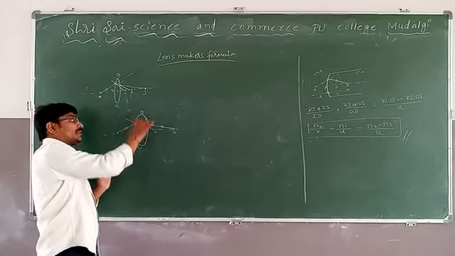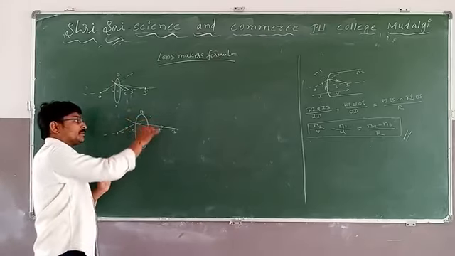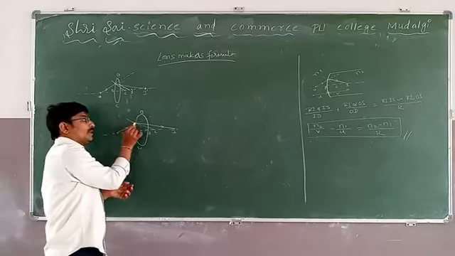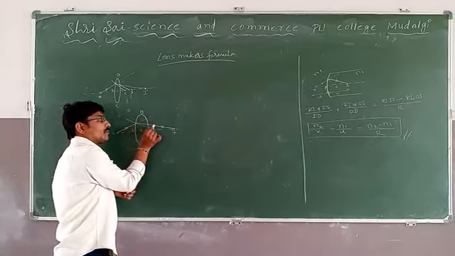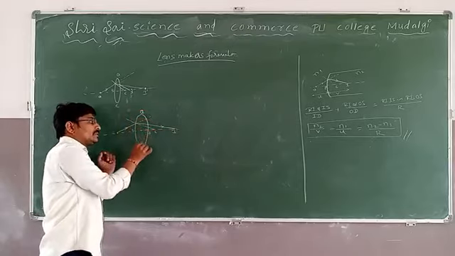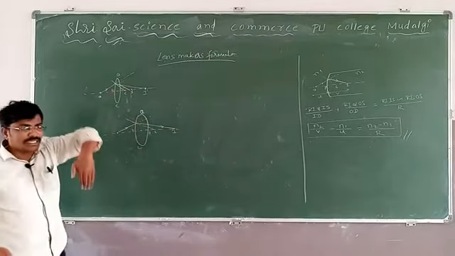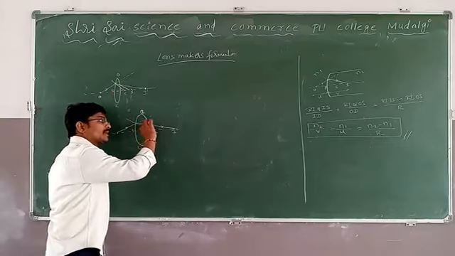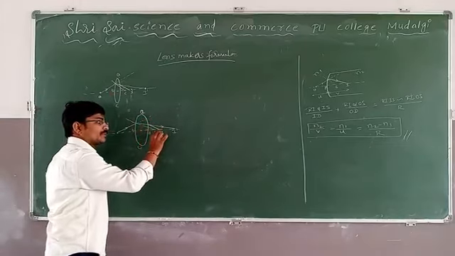But because of this ADC surface, see, when the light is incident, it will form the image here. But because of this ADC surface, which is also one surface, it refracts once again, and it will form the image at this point.